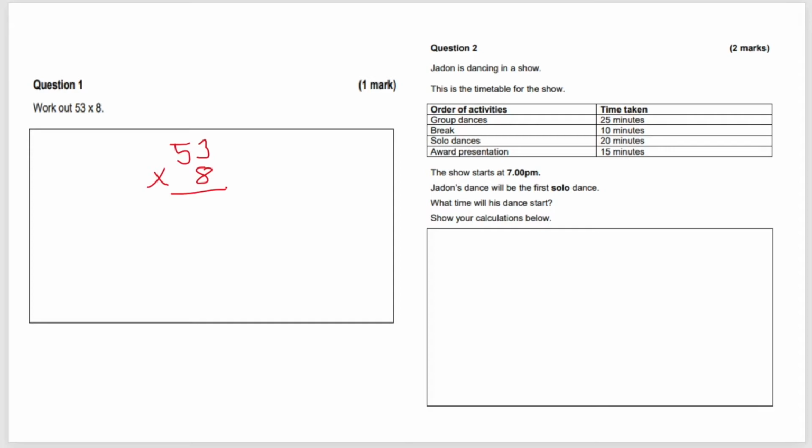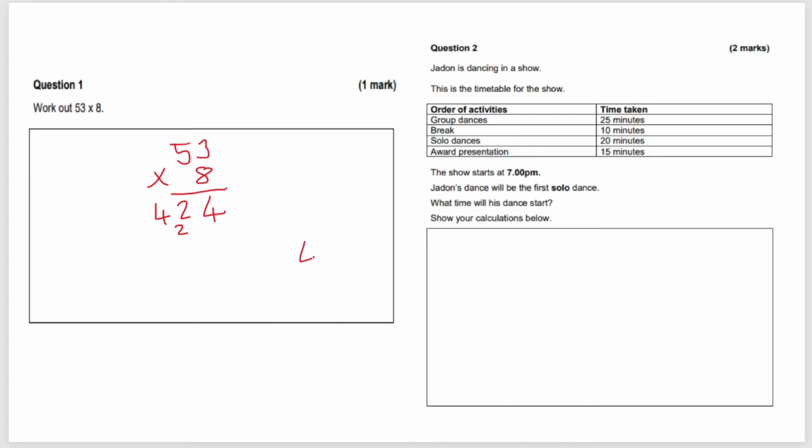So it's 8 times 3, which is 24. Carry the 2. And 8 times 5, which is 40. And we add the 2 underneath. So your answer is 424. Quite a nice easy one mark there for you.